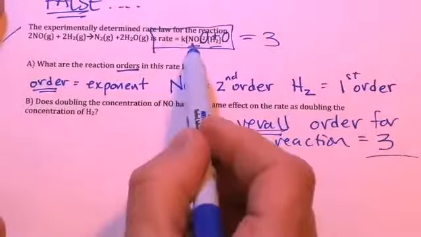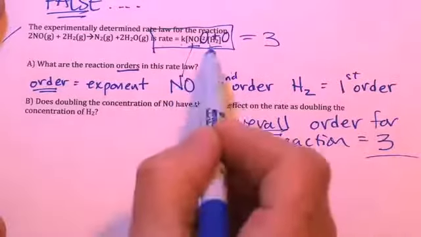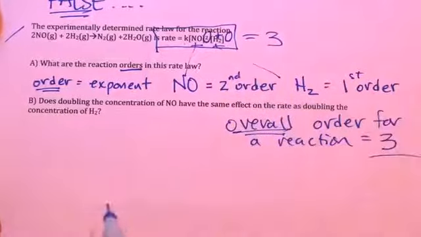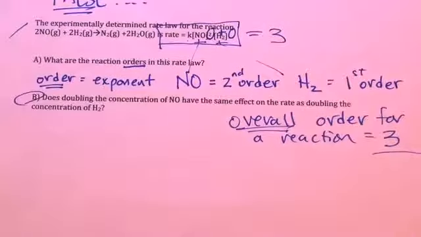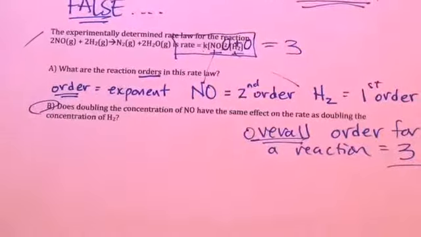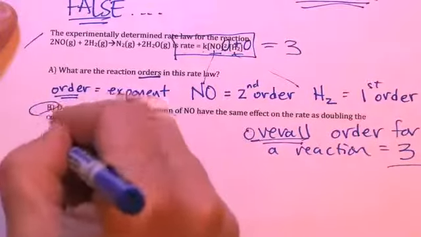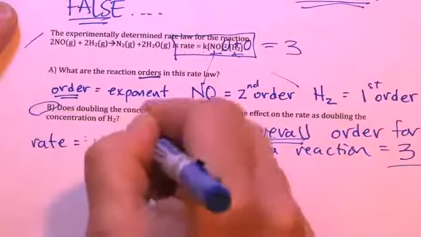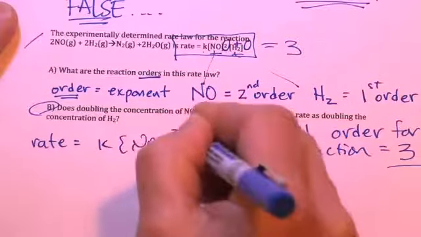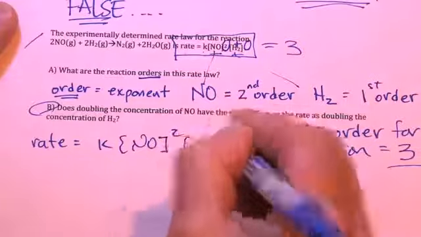Notice that in terms of NO reactant, it's second order. In terms of H2 reactant, it's first order. Question B, does doubling the concentration of NO have the same effect on the rate as doubling the concentration of H2? Well, let's just do a little simple math and let's see what would happen. The equation, remember, is rate equals some constant K, NO to the second power, H2 to the first power.